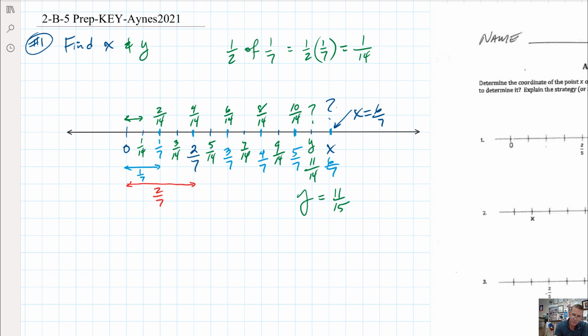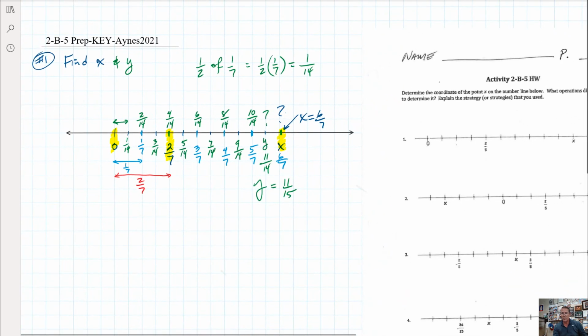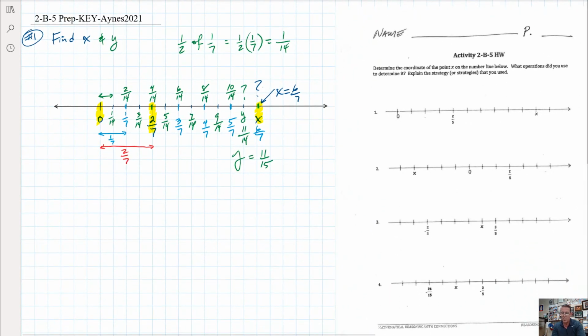So what we started with, again, I started off with 0. I know where 0 is. And I start off with 2/7, and then we had to figure out what x had to be given that information. And that's what this whole activity is about. Given the placement of 0 and some rational number here on the number line, find x. It says right here, find the point x on the number line below.